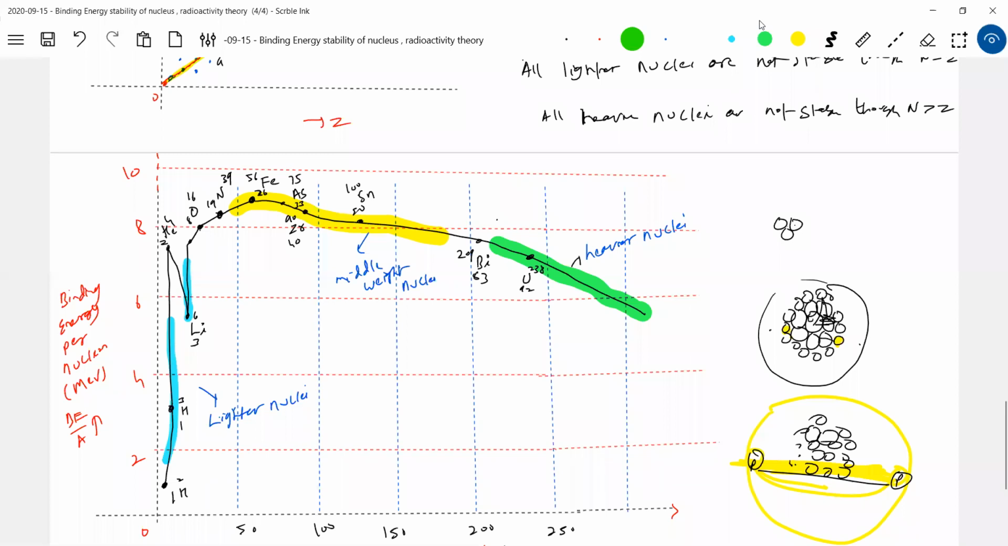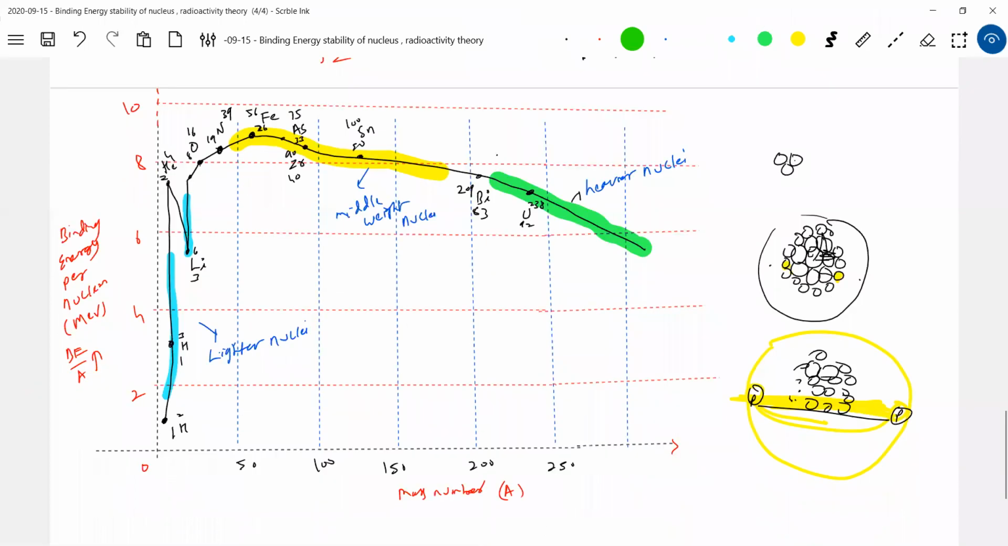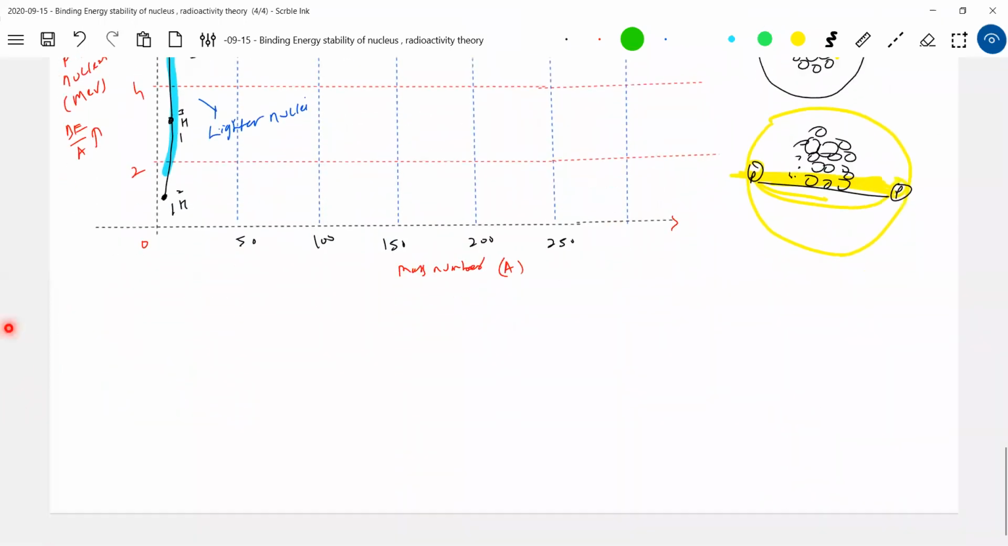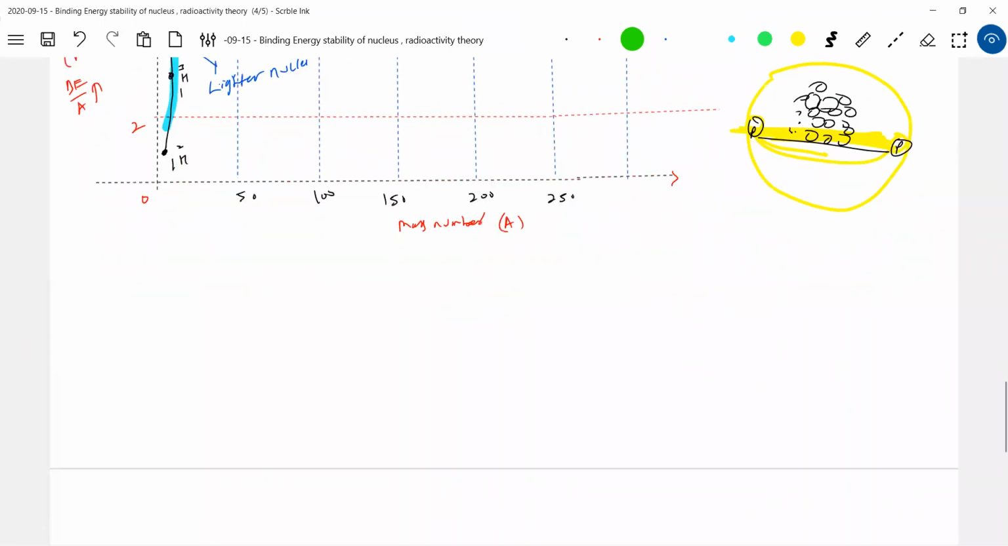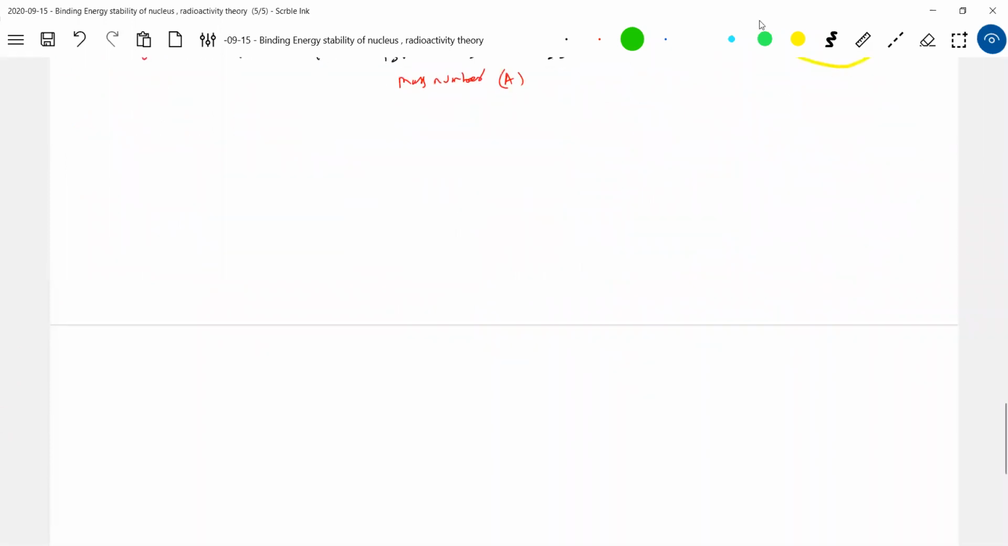So those which are unstable, to attain stability, will decrease their number of nucleons. The nucleus starts emitting nucleons, and that particular phenomenon is called radioactivity. So what are the possible types of particles that will be emitted? Next we'll go for nuclear reactions.